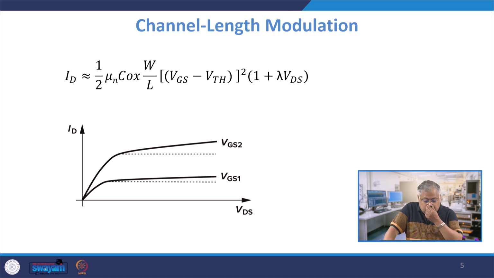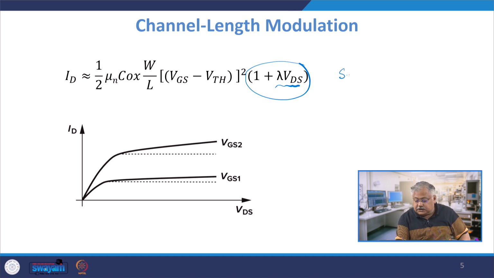Now, let us assume that you did not have any CLM. If there was no CLM, this component will not be present. Lambda VDS will be equal to 0, and therefore, the only term present will be 1/2 mu n C oxide W by L, VGS minus VTH whole square. This is in saturation. It is not available in the linear region. That I will explain to you why.